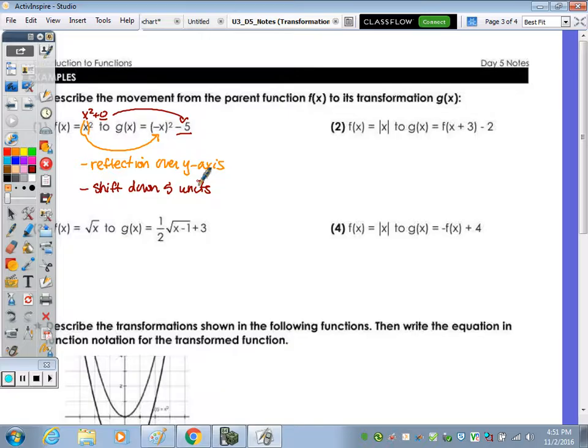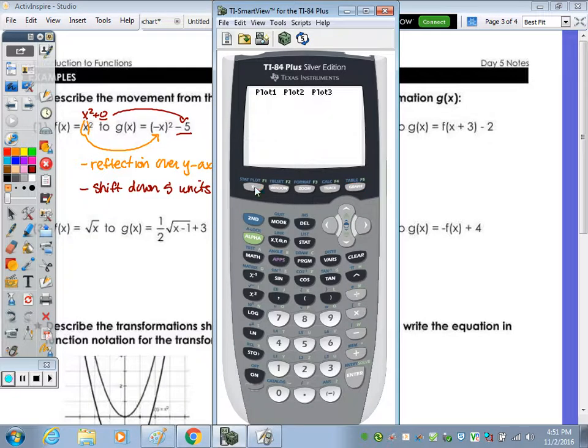So I open that up, go to y equals, clear both of these, type in the first one, square root of x.